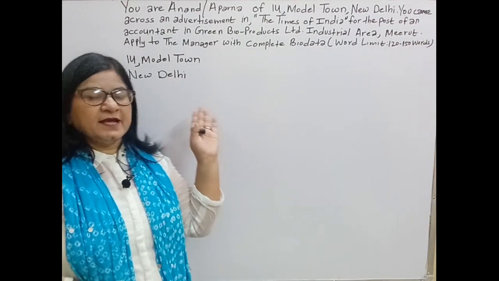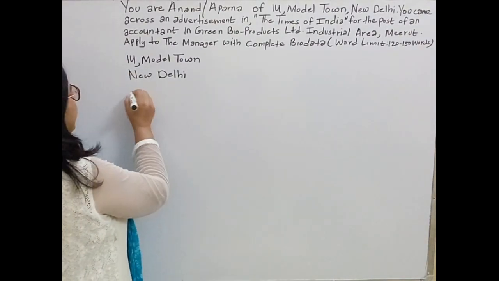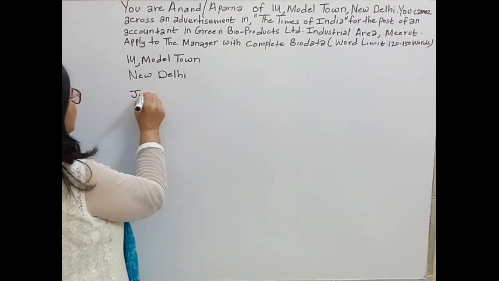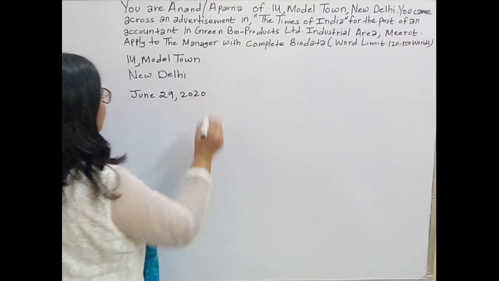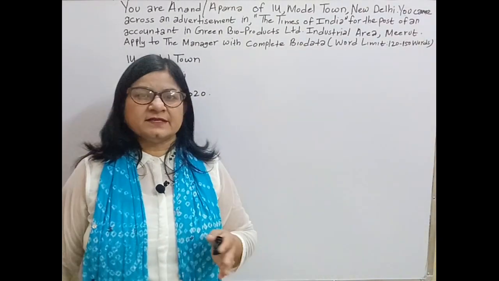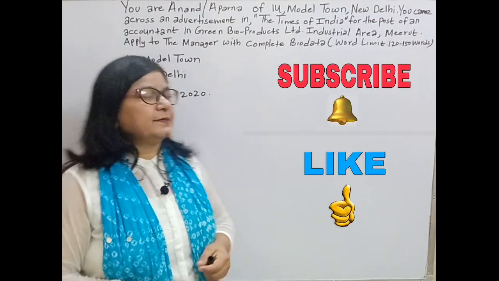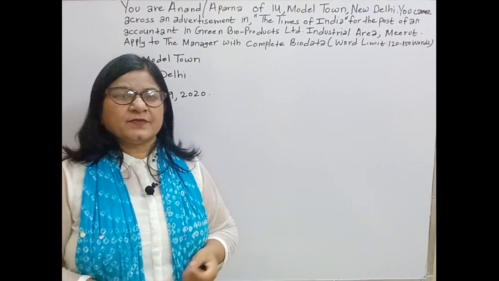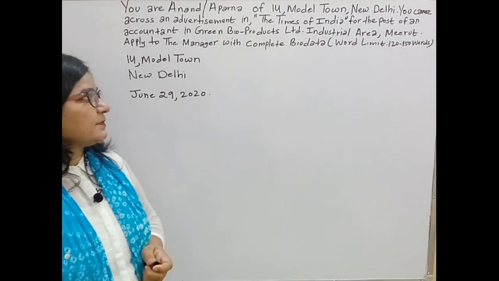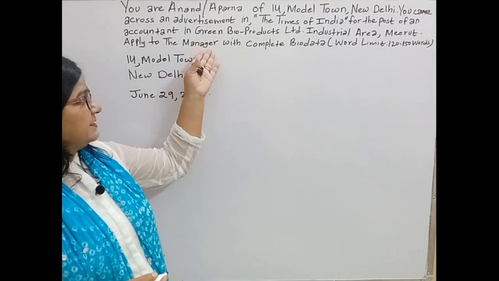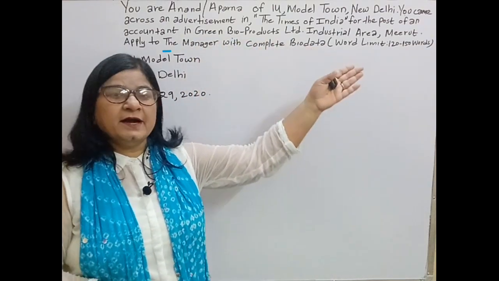We will leave a line and we will write the date. Let's write today's date, June 29, 2020. After writing the date, we will write the recipient's address. Who is going to receive the cover letter? Students, quickly read the question and find out the recipient's address. Okay, it is the manager of Green Bioproducts Limited, Industrial Area, Meerut.